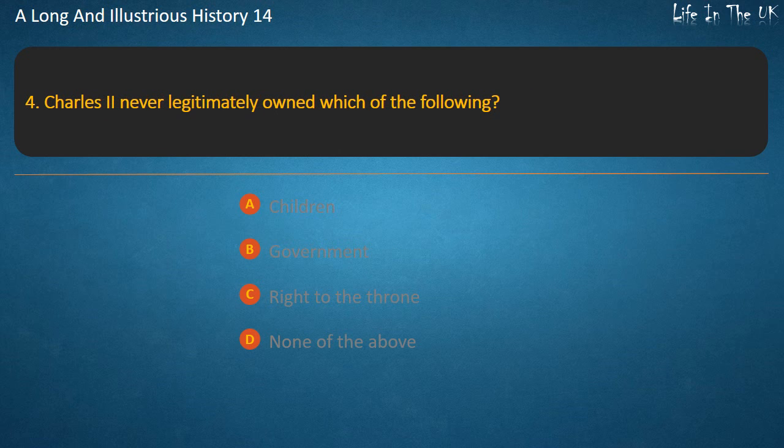Question 4. Charles II never legitimately owned which of the following? Children, government, right to the throne. None of the above. Answer. Children.